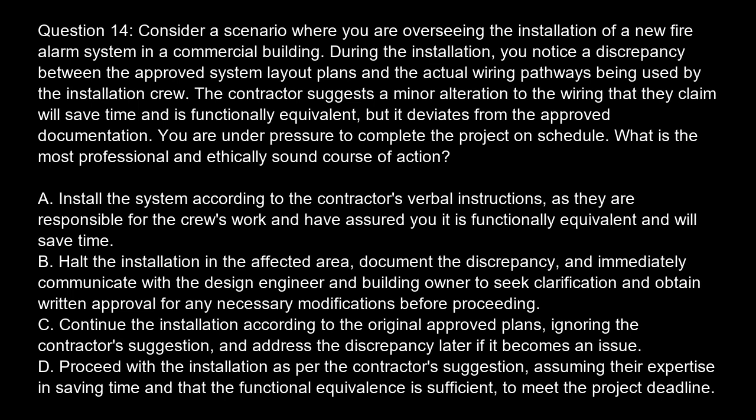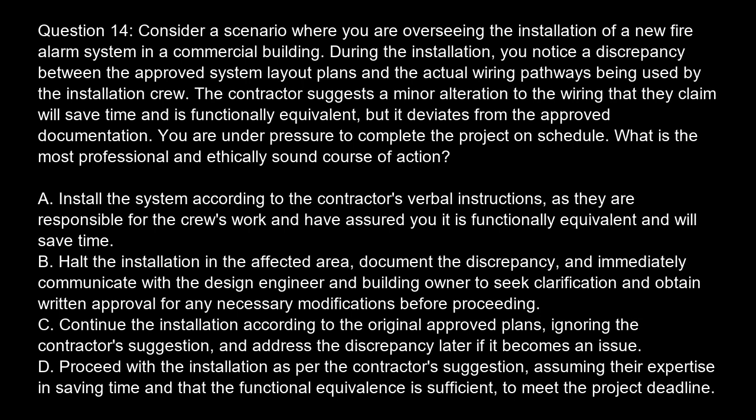a commercial building. During the installation, you notice a discrepancy between the approved system layout plans and the actual wiring pathways being used by the installation crew. The contractor suggests a minor alteration to the wiring that they claim will save time and is functionally equivalent, but it deviates from the approved documentation. You are under pressure to complete the project on schedule. What is the most professional and ethically sound course of action?